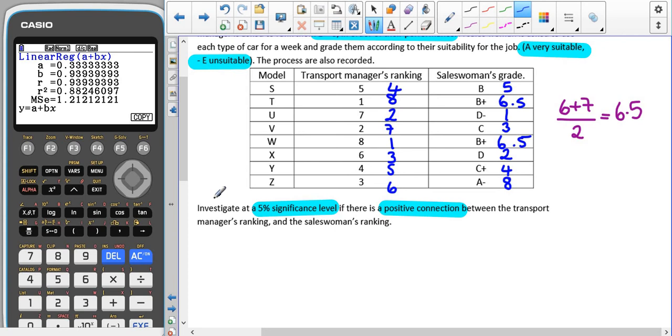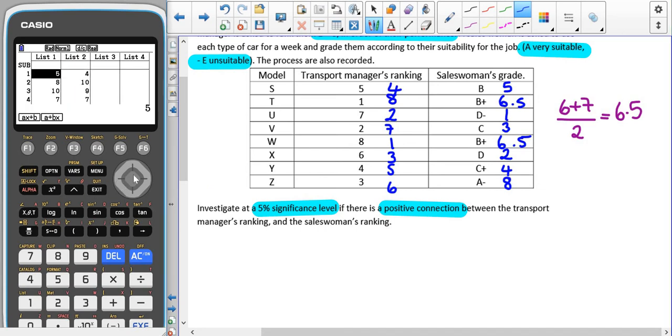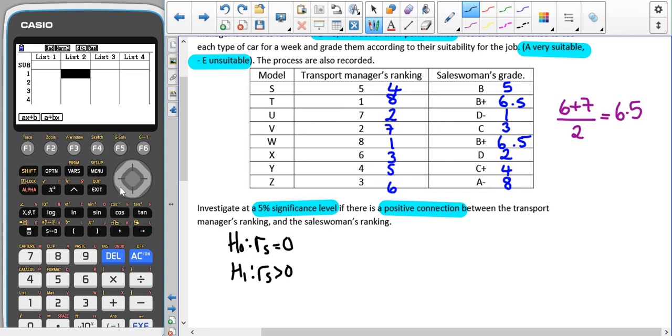So now we are going to type these into our calculator. Well, remember that we're typing in the blues. When we put them in, I'm just going to delete my data. And remember that we are looking for a positive correlation, which means that my H0 is going to be RS equals 0, and my H1, because it's positive, is going to be greater than 0.